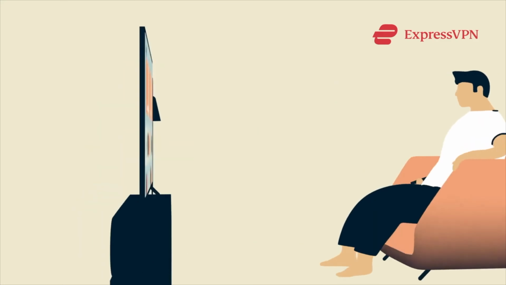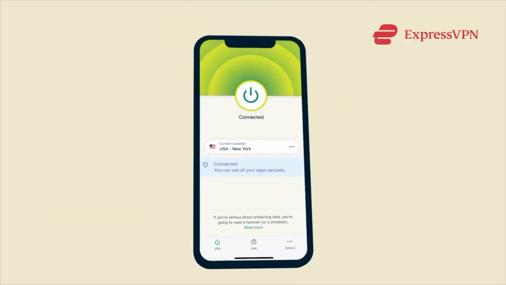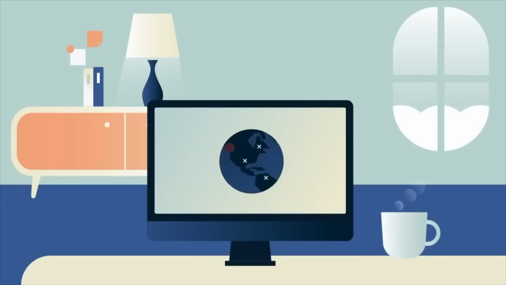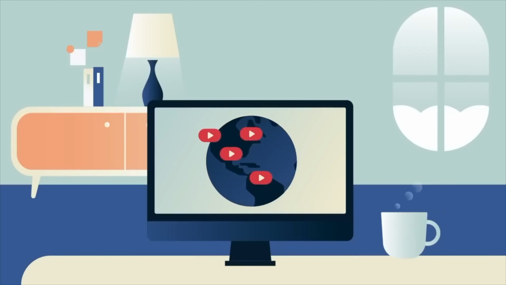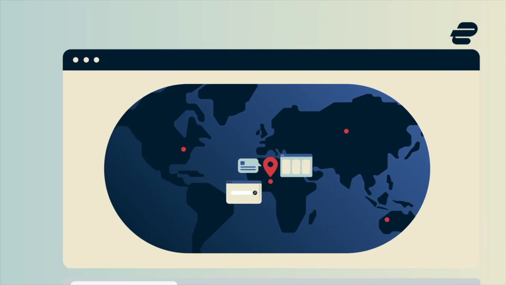Okay, before we jump into the setup, let me quickly explain what MediaStreamer actually is. MediaStreamer is a smart DNS service that ExpressVPN includes for free with every subscription. Think of it like a shortcut. Instead of routing your whole internet connection through a VPN server, it just tricks streaming sites into thinking that you're in a different country. That's all.